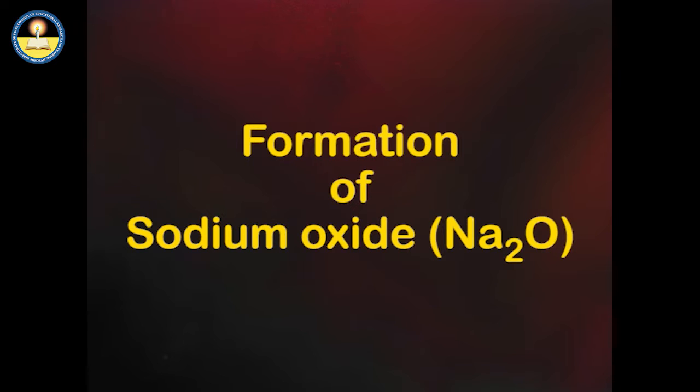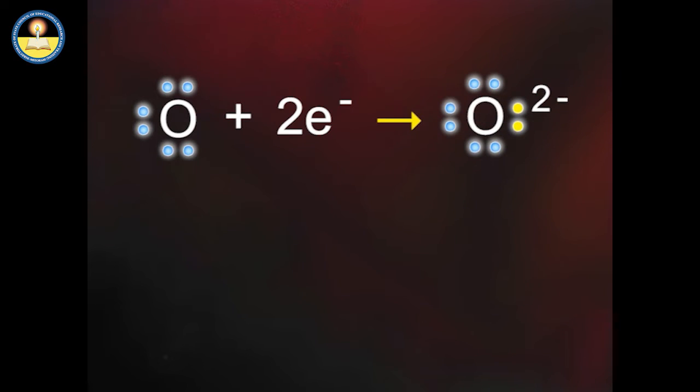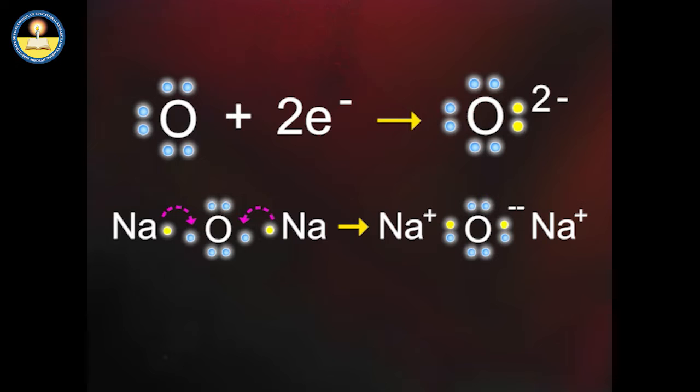Formation of sodium oxide, that is Na2O. In the formation of sodium oxide, one oxygen atom requires 2 electrons to form O2- ions, that is oxide ions, and achieve the noble gas configuration. As one sodium atom can release only 1 electron, you require 2 sodium atoms to lose 2 electrons. This will form 2 sodium ions for 1 oxide ion.